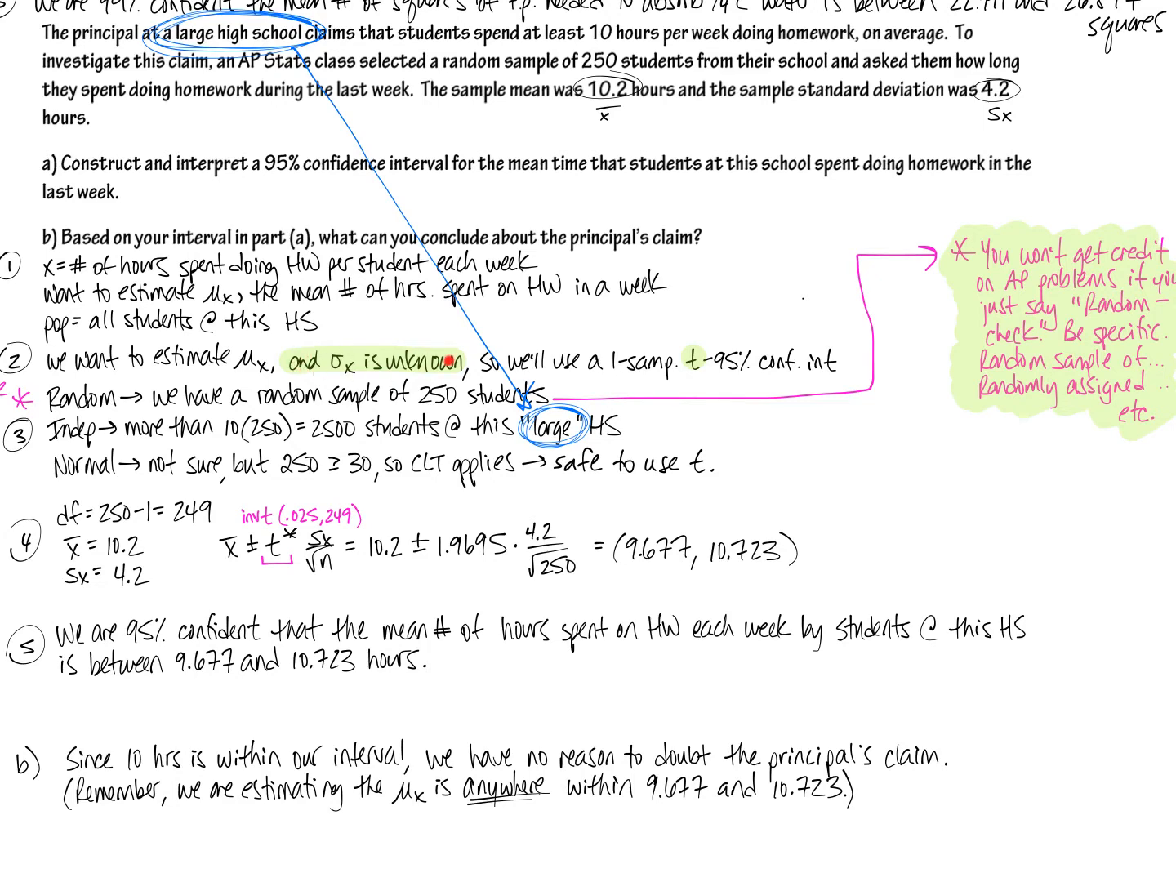Sigma x is unknown, that's why we're using a t confidence interval. Make sure that whenever you're using a t interval, you state the reason you're doing that is because sigma x is unknown. We are estimating it based on our sample standard deviation.